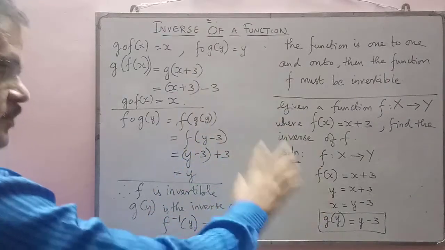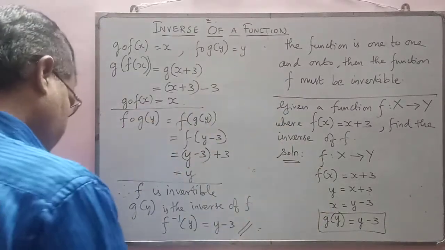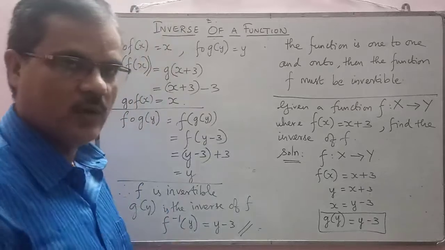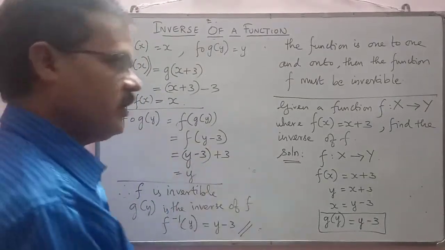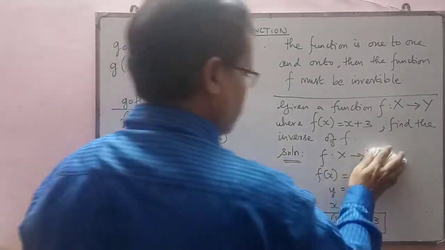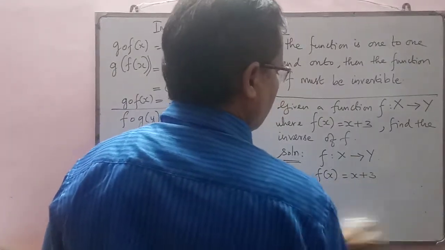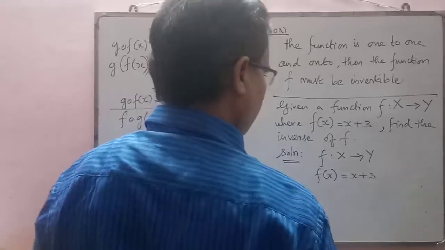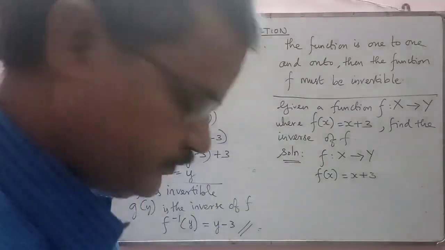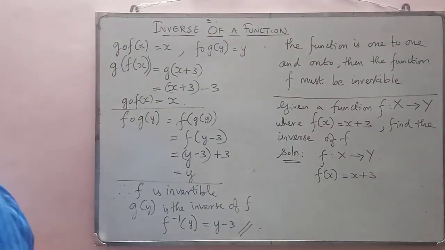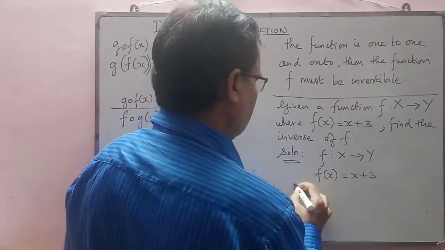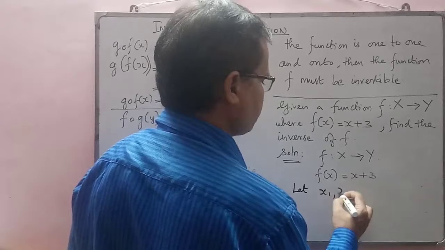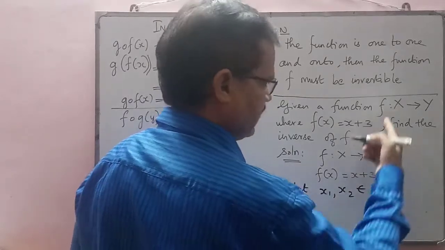Now I am going to do the same problem in a second method. That is, we will prove 1 to 1 and onto, then we will confirm that inverse exists, then inverse is that particular x. Let us do that. The same question, second method. Now let's take two elements, x1, x2 belongs to X.